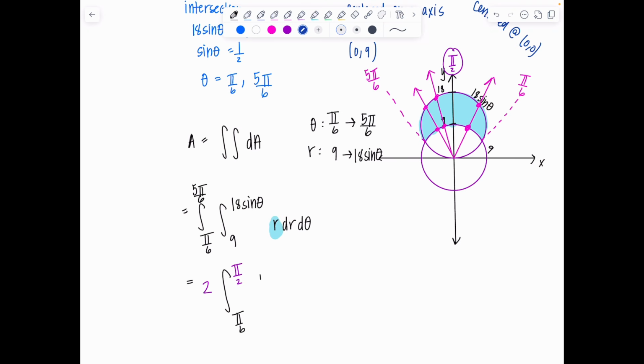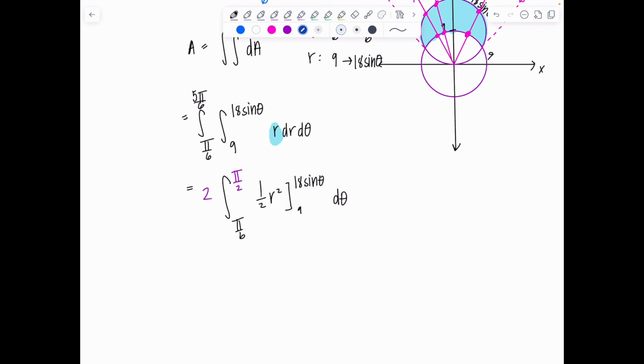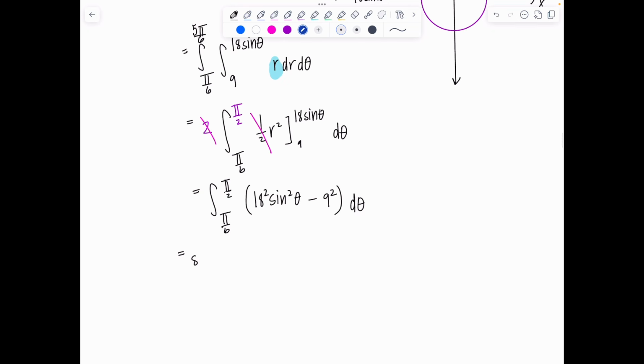Antiderivative of r is 1/2 r squared, and then that's evaluated from 9 to 18 sine theta, d theta. Great, I love it. The 2 and the 1/2 cancel. Then we have the integral from pi over 6 to pi over 2 of 18 squared sine squared theta minus 9 squared d theta. I can factor out 9 squared, which is 81.